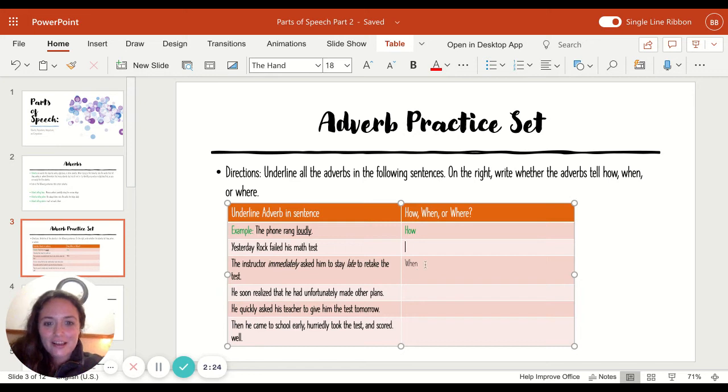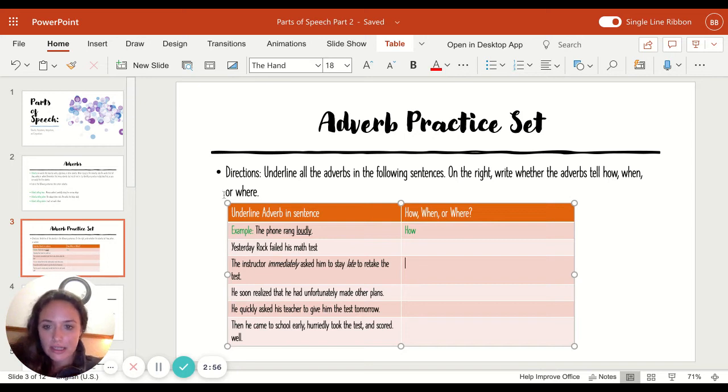Okay. So you're going to underline all of the adverbs in the following sentences on the left, and then on the right, you're going to write whether the adverbs tell how, when, or where. So our example, the phone rang loudly. So the phone is our subject and our noun is phone, right? What did the phone do? It rang, so that's our verb. How did it ring? Loudly, right?